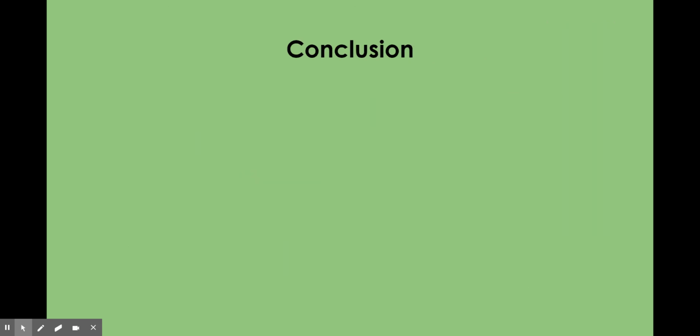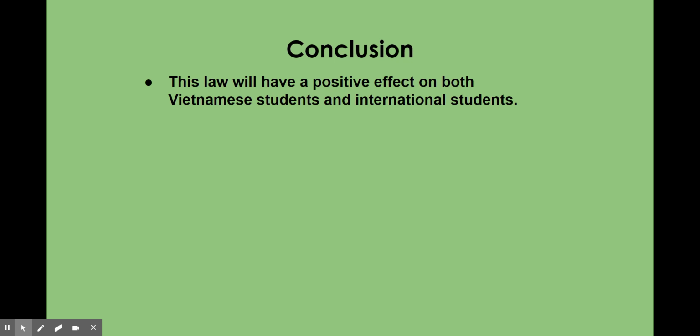So, what do I think of this law? I think it will have a positive effect on both Vietnamese and international students. I think it will help create a deeper connection between students and a deeper connection to Vietnam.